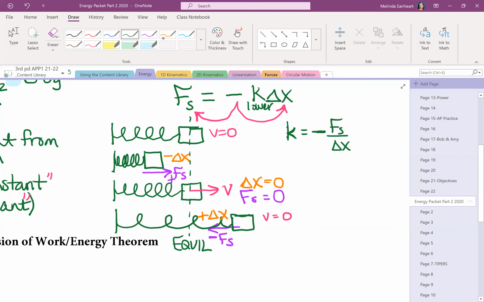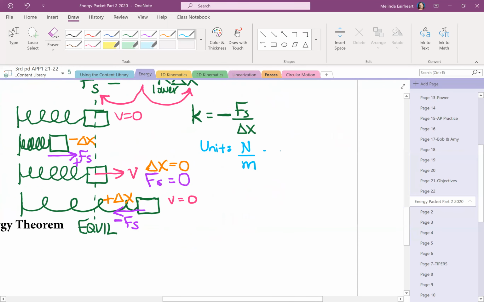And so what is the unit for our spring constant? So the unit would be a force, Newton, divided by a displacement, meter. Hey, that kind of sounds familiar. Is a Newton per meter equal to a joule? No, so careful. Per is not the same thing as multiplying. So a Newton meter equals a joule, but a Newton per meter does not equal a joule.